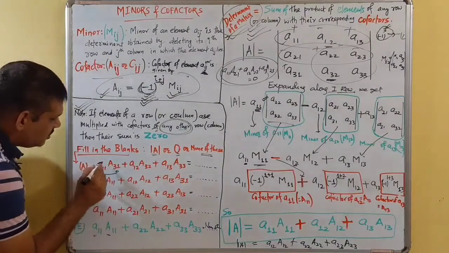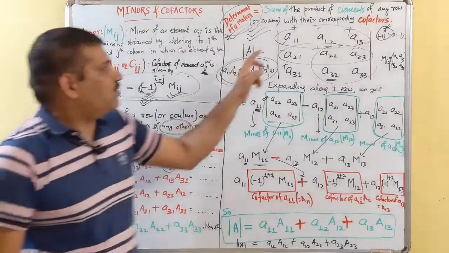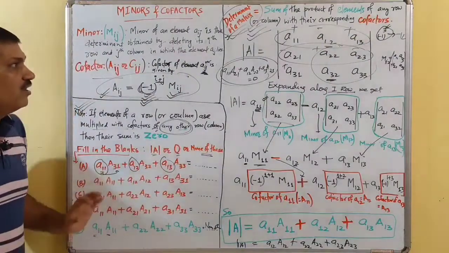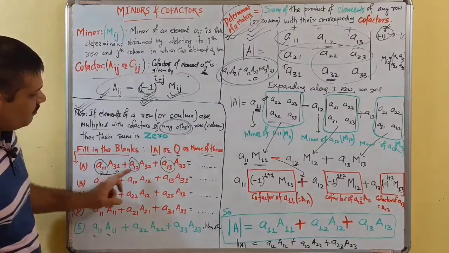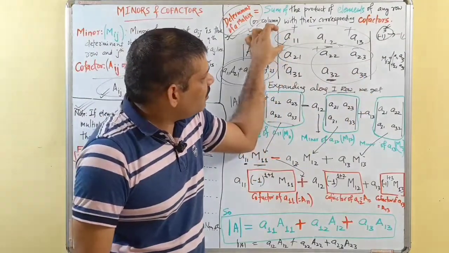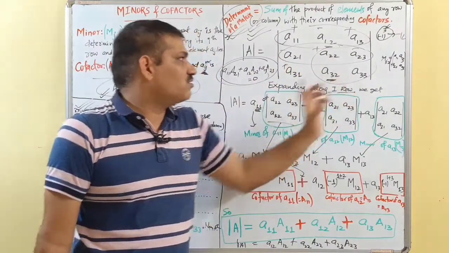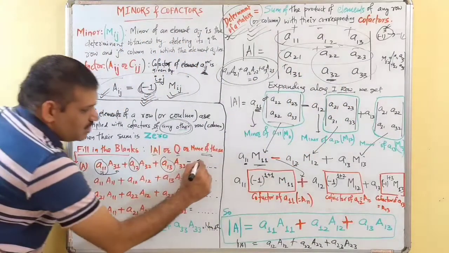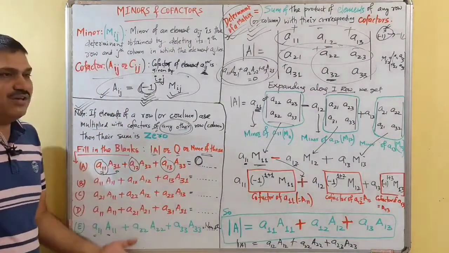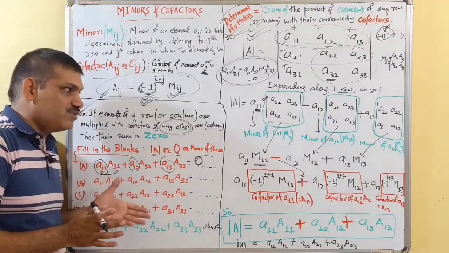Which row or column have we chosen? Let's see the elements: 11, 12, 13. The first row is fixed. Now the cofactors are from 31, 32, 33. That means we are multiplying the elements of this row with the cofactors of another row. So this expression is 0. That is the most important thing. In our book it is asked which of the following is the value of the determinant, but I am discussing it in detail because this is the most important thing.